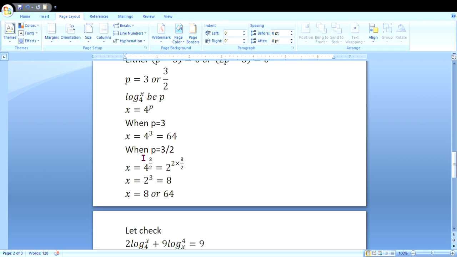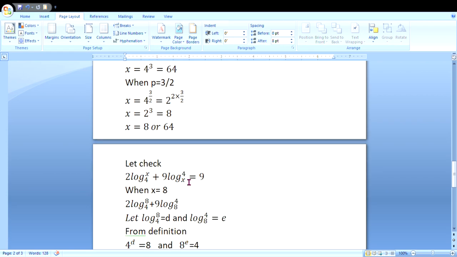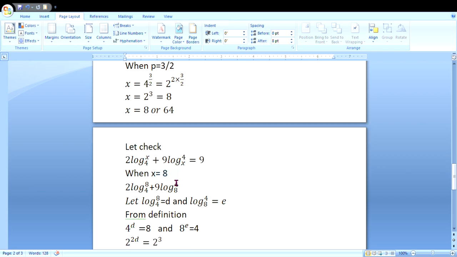Now when p is equal to 3 over 2, we could say that x is equal to 4 raised to the power 3 over 2. And if you simplify this, 4 is the same thing as 2 squared, so 2 raised to the power 2 times 3 over 2. 2 goes with 2, and we'll be left with 2 raised to the power 3, and x is equal to 8. Okay, so x is either 8 or 64. These two solutions fit into the equation. We can also check to see if our expression is correct.